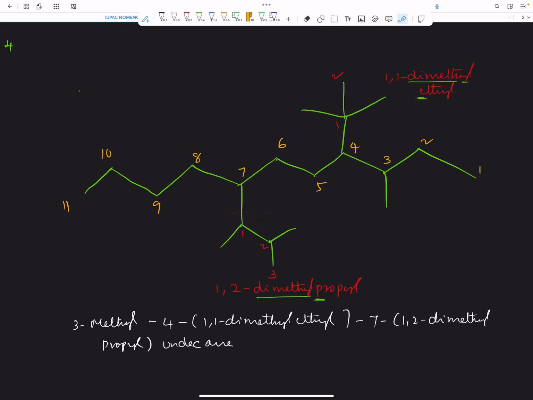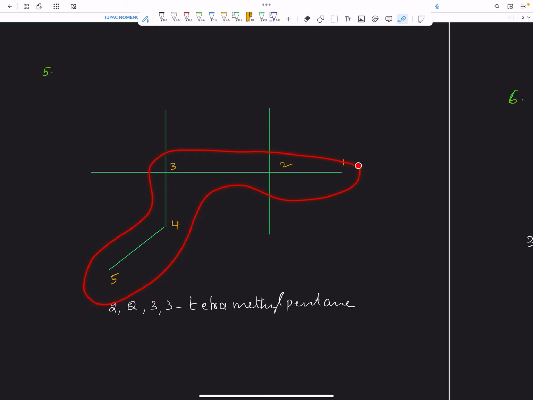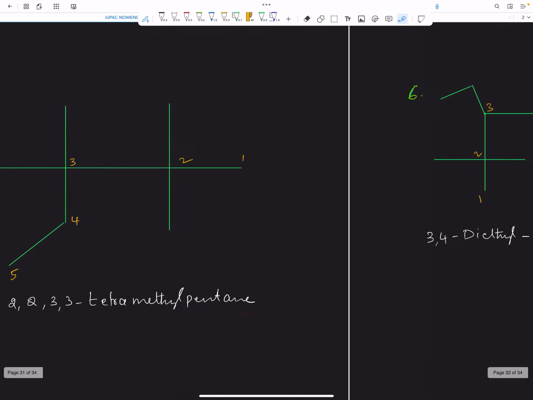As E comes first in alphabetical order, its name becomes 3-methyl 4-(1,1 dimethyl ethyl) 7-(1,2 dimethyl propyl) decane. In this example, the longest chain contains 5 carbons and there are 1, 2, 3, 4 methyl substituents. Its IUPAC name becomes 2, 2, 3, 3 tetramethyl pentane.